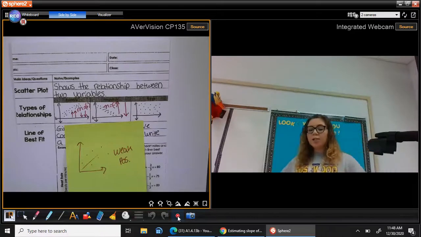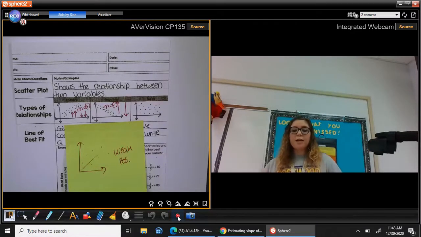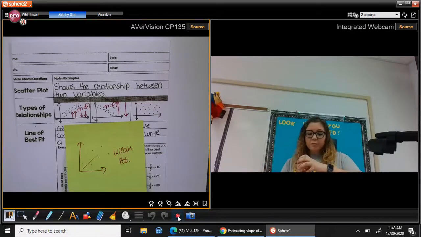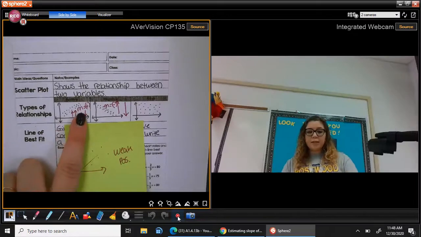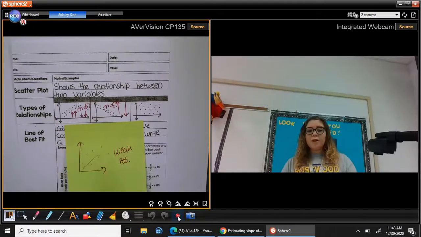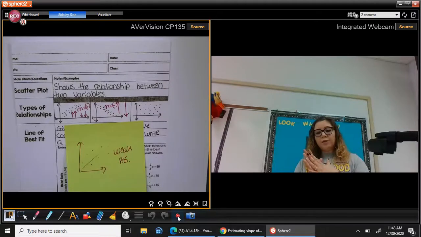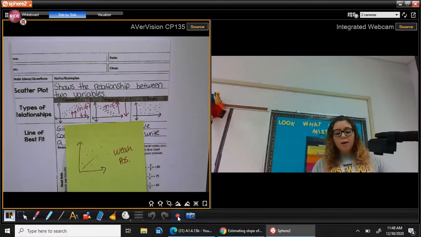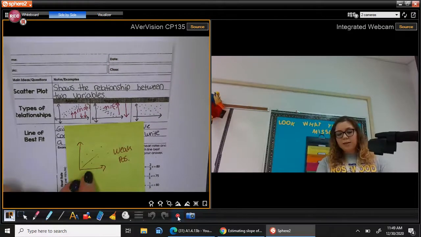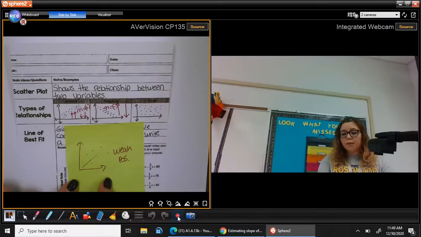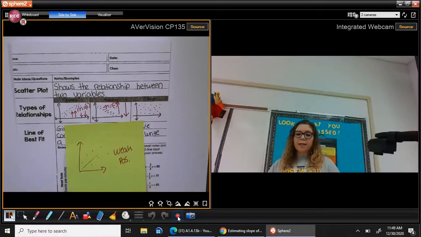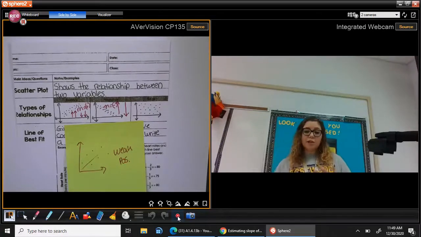So a scatter plot shows us the relationship, and it shows us if it's a strong relationship. If there's a strong relationship, your dots are going to be close together like this. However, if it's a weak relationship, you're going to get something that looks like this. Your dots are not going to be as close together. They're going to be further apart. But all in all, you can see how this is going in a positive direction. So this is going to be a weak positive. So you can see how strong the relationship is by looking at scatter plots also.